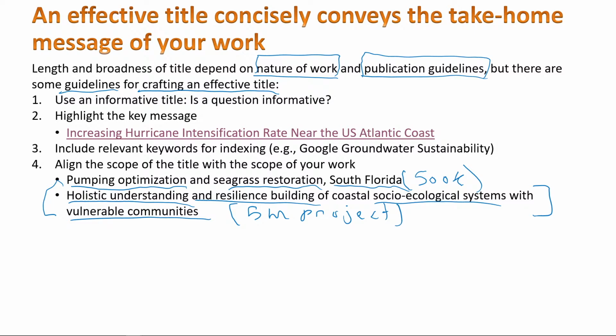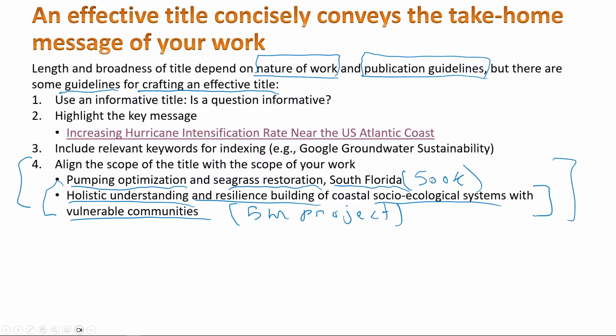So you are advancing knowledge. So you are applying for a $5 million project. So you need a title like this, but here you are doing something very specific. The funding agency needs something very specific, and the funding is also not as big as here. So here you align the scope of the title with the scope of your work. Okay, so that is another consideration.